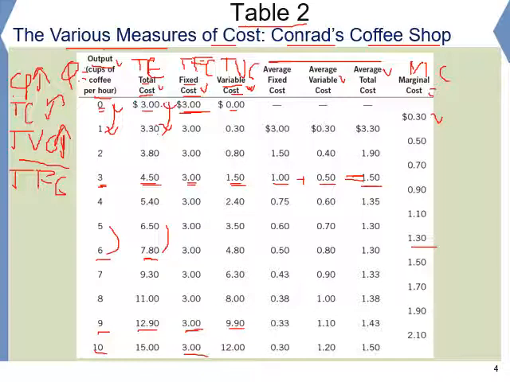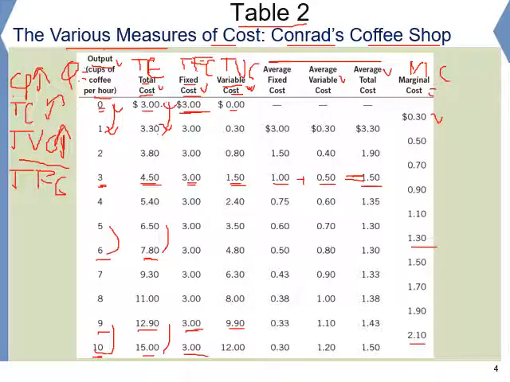All right, so another example, if you want to produce one more cup of coffee at 10, then you have a total cost of $15. It's going to be 15 minus 12.90 divided by 10 minus 9. It's going to be 2.10 divided by 1, that's $2.10.